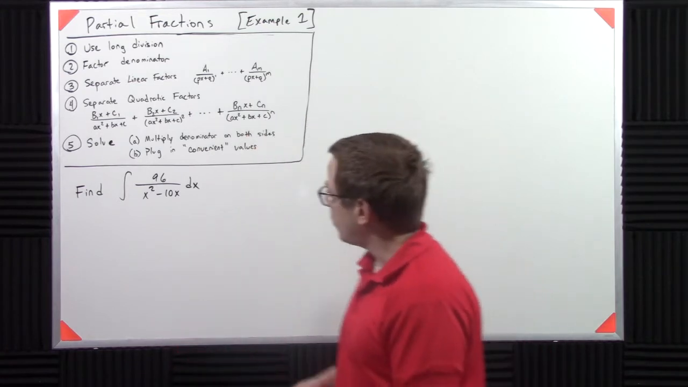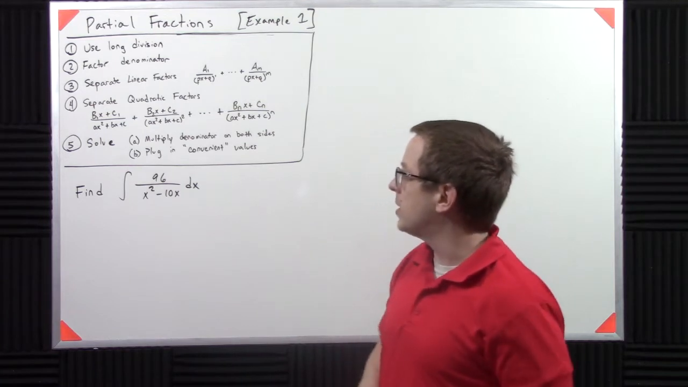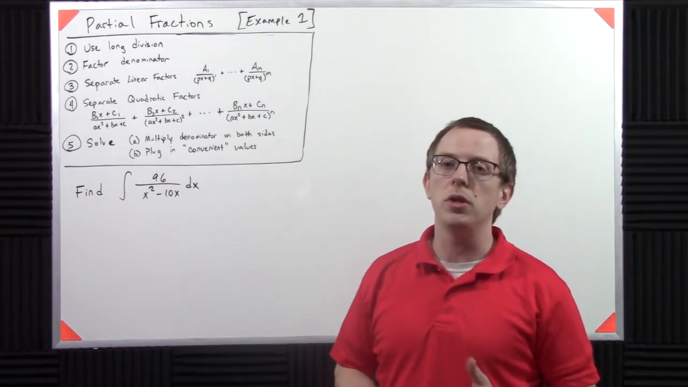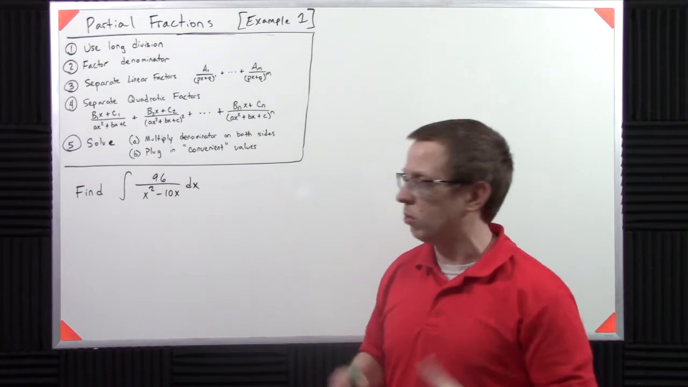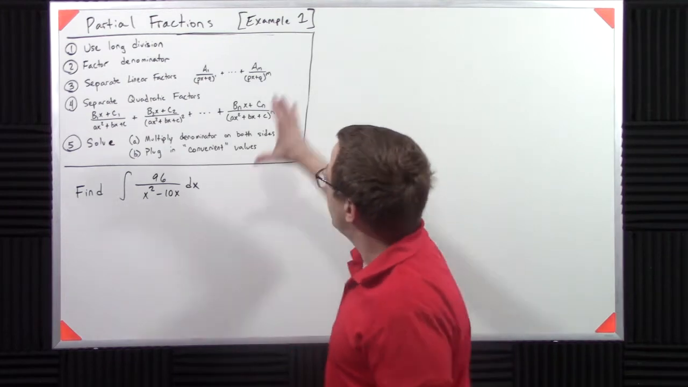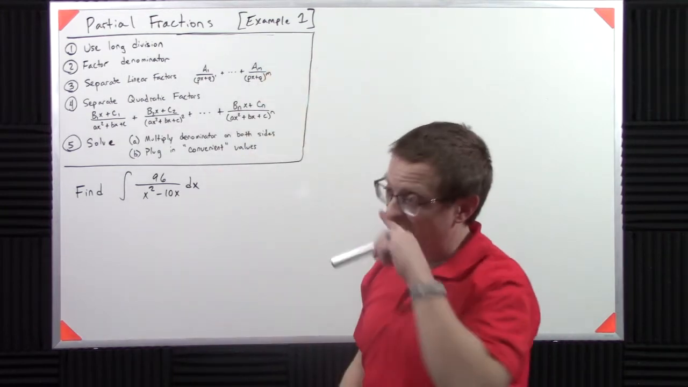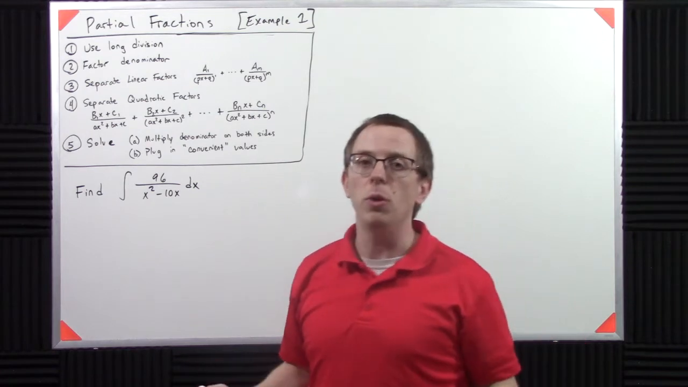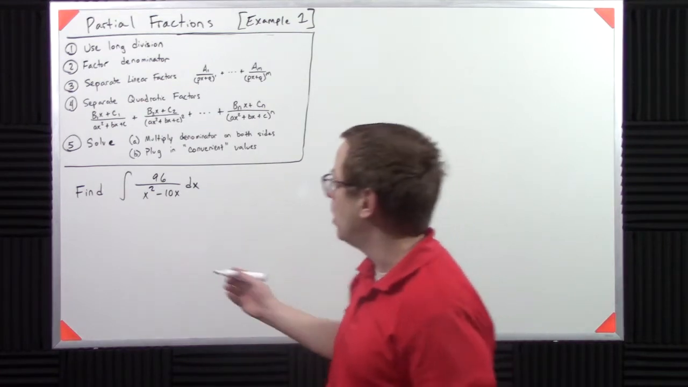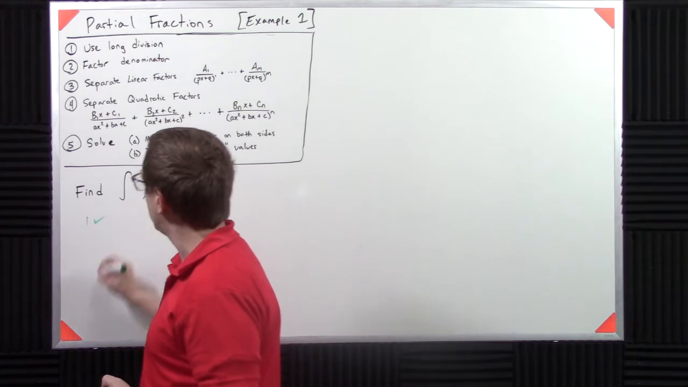So we want to find the integral of 96 over x squared plus 10 minus 10x. We want to find that integral. So what I need to do is take a look here. My first step: use long division. Do I need to use long division? No. So step 1 is already complete.